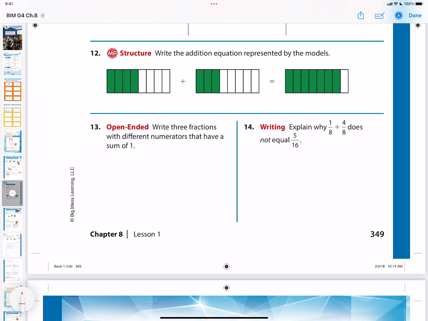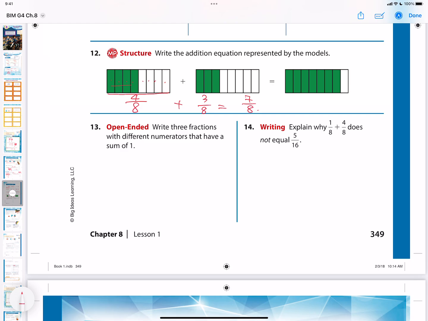Write the addition equation represented by the models. So, okay, each piece is divided into how many slices or pieces? 8. You see that? 1, 2, 3, 4, 5, 6, 7, 8. Over what? 4 are shaded and 3 are shaded. When you add them together, it's going to be 7 over 8. Okay?